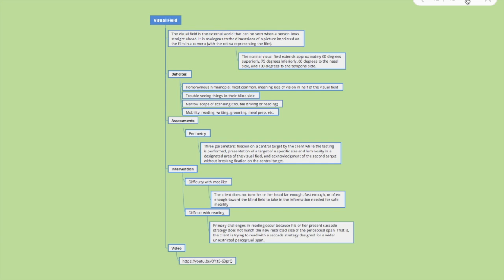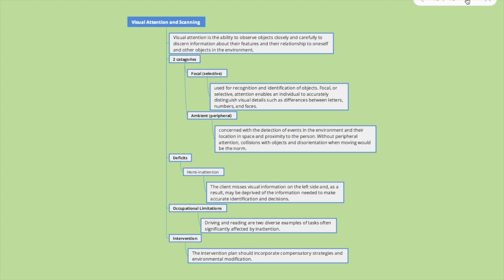For intervention, whenever they have difficulty with mobility, it's because they're not turning their head far enough or fast enough to the side. So they're not able to take in the necessary information to continue moving safely. There's also difficulty reading, which is due to the lack of smooth saccadic movements of the eye.